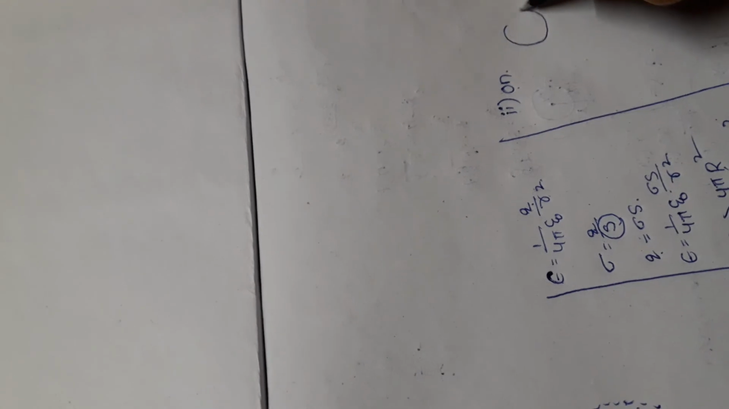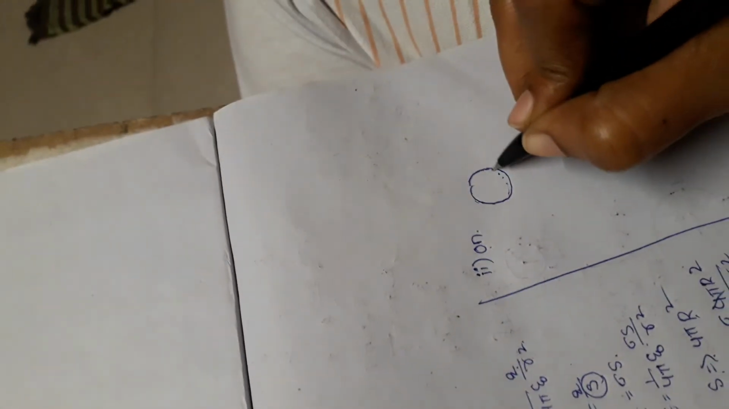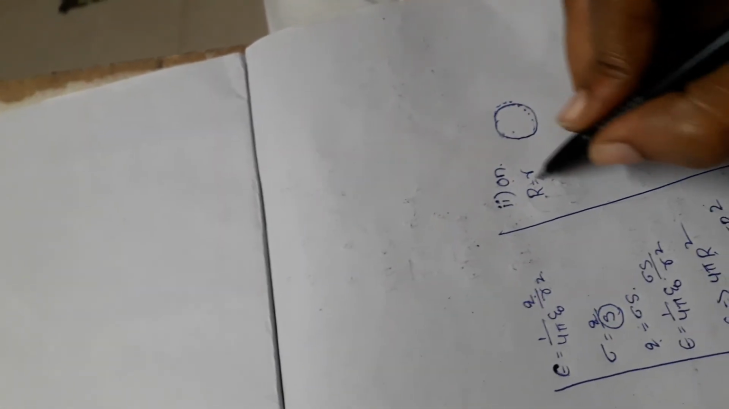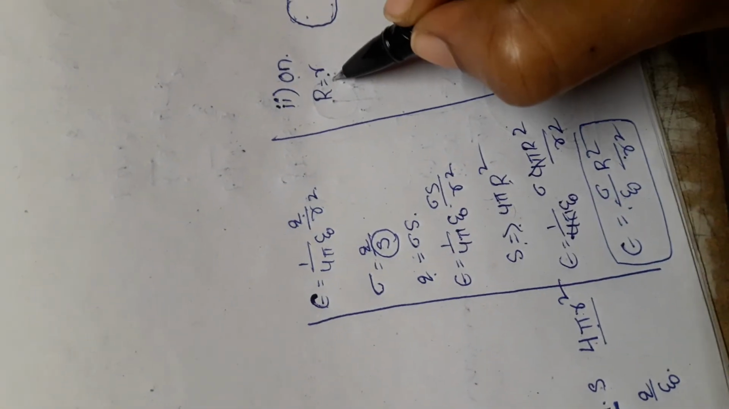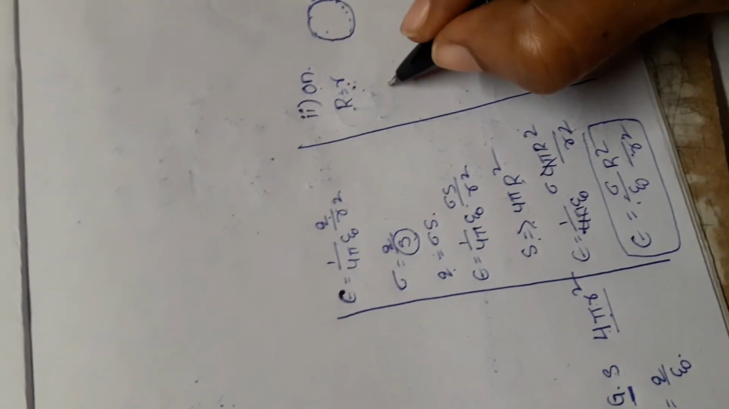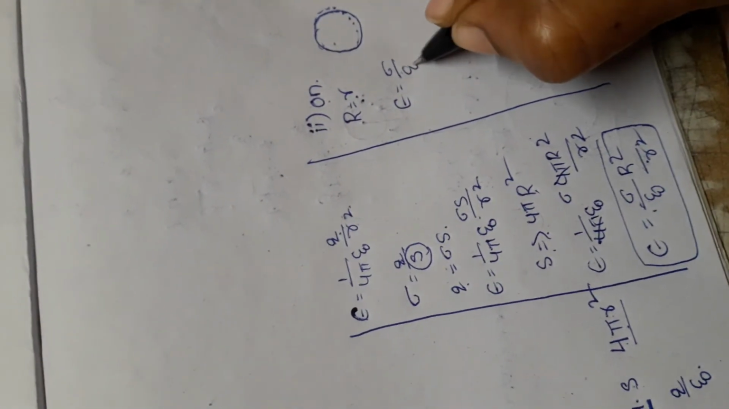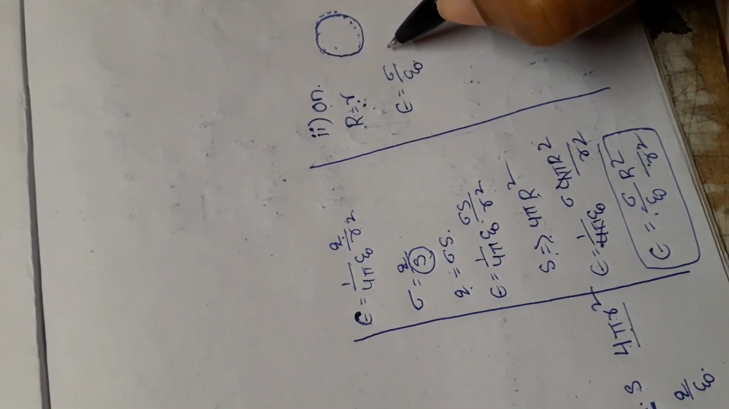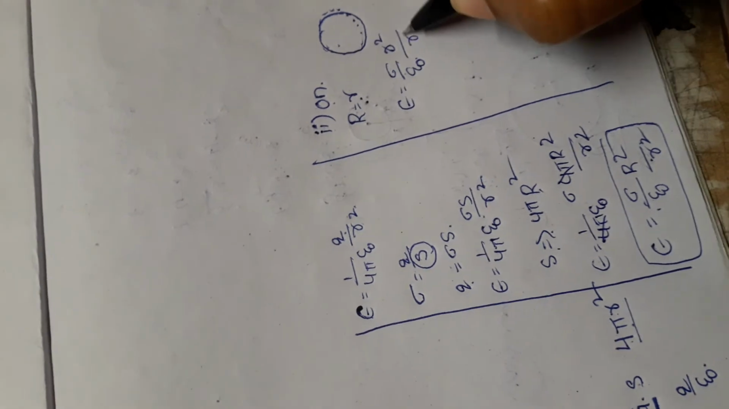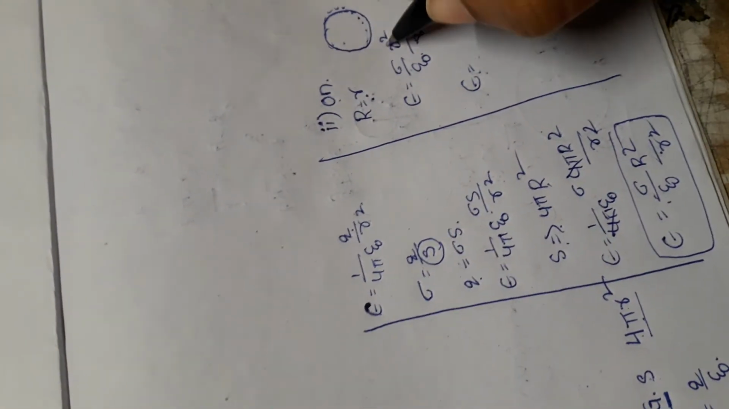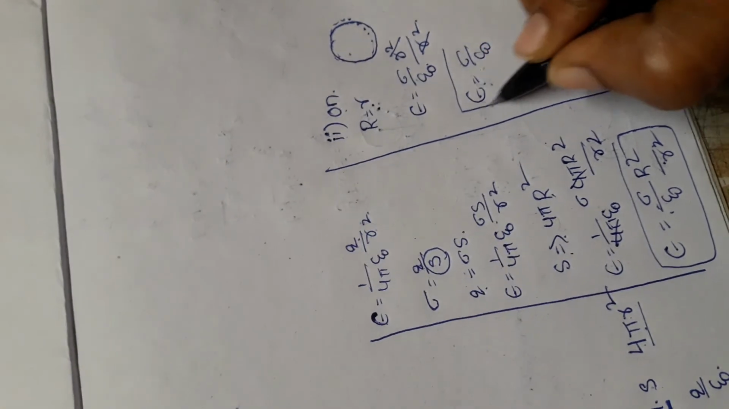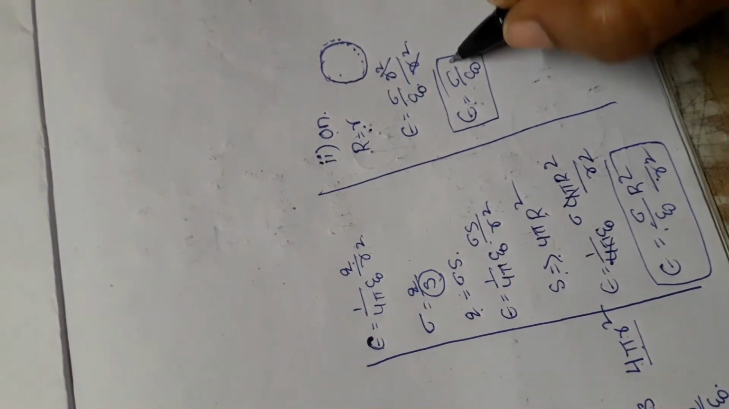Next, the second case is on the sphere. That means this is our original sphere and the Gaussian surface is also on the sphere. That means capital R equals small r. Substitute capital R equals small r here. That is E equals sigma by epsilon naught, small r square by small r square. Then r square gets cancelled. Finally, on the sphere we get the electric field E equals sigma by epsilon naught.